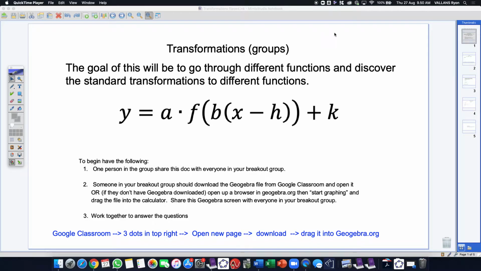This is a transformation investigation. Originally, I had it planned in groups, but I probably ran out of time, so I had to flip the classroom on this one. The goal of this is to understand what A, B, H, and K do inside of a function. And I'll go through some examples of that.